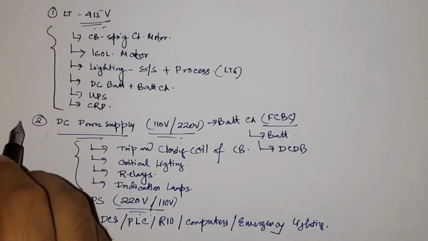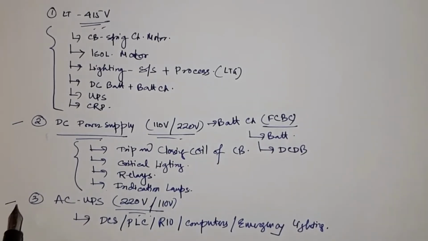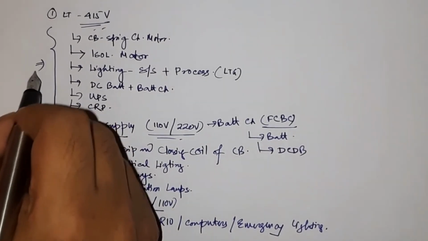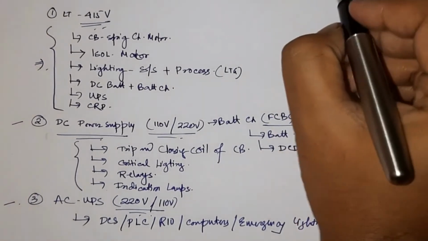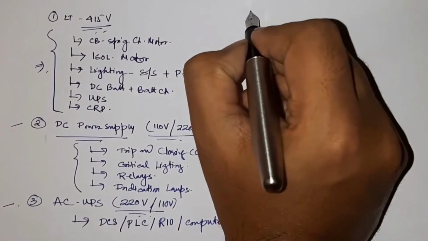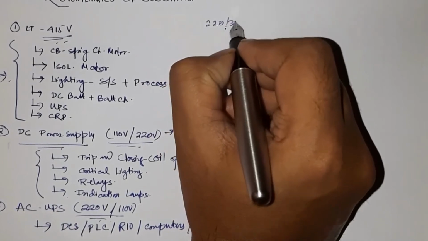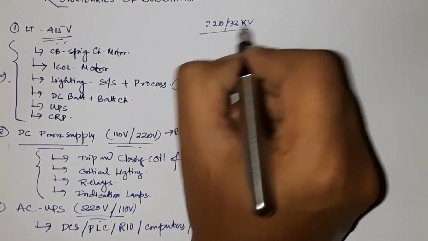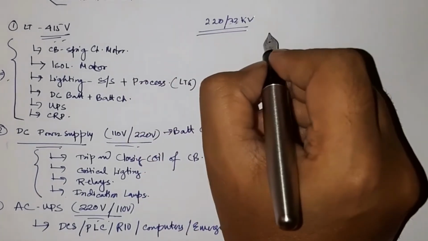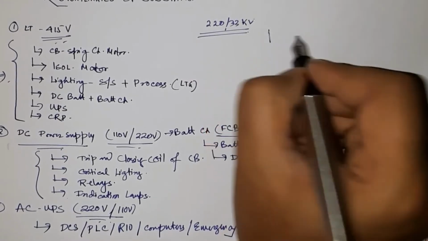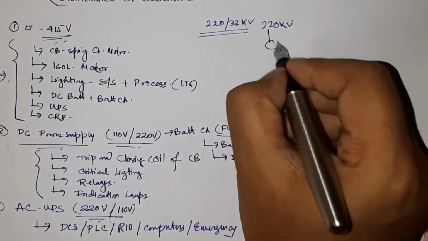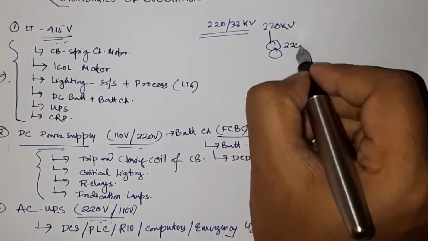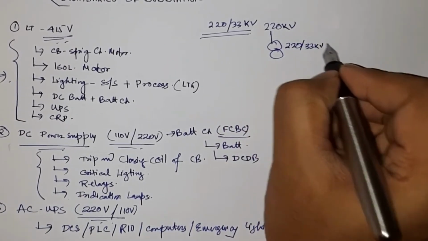So all this DC power supply and this AC UPS system are getting fed from this 415 volt power supply. Okay, so suppose you have to design a 220 by 33 kV substation. Suppose this is your design. I am drawing a very rough single line diagram. Say this is my 220 kV system. So I will be installing a 220 by 33 kV transformer.